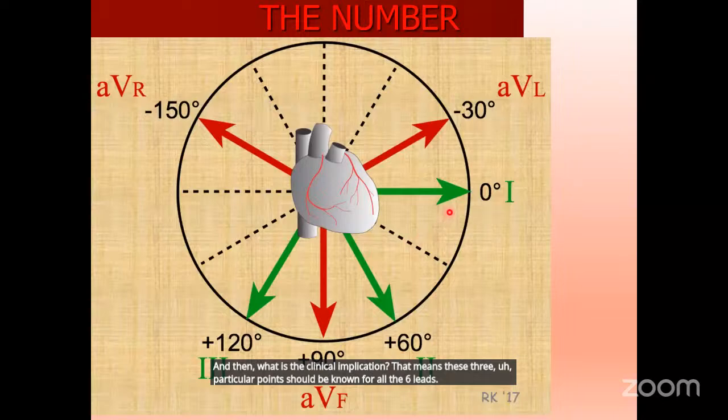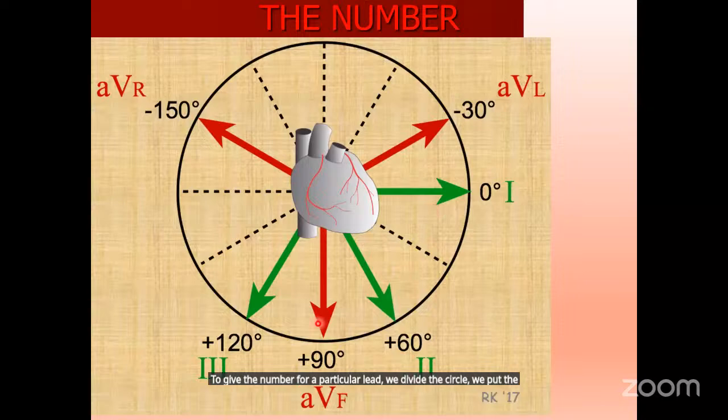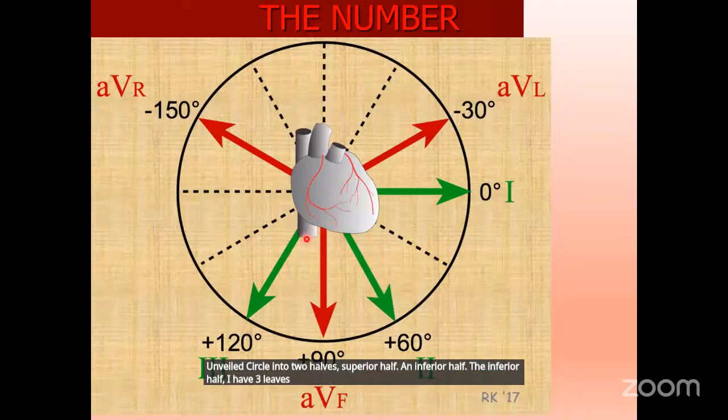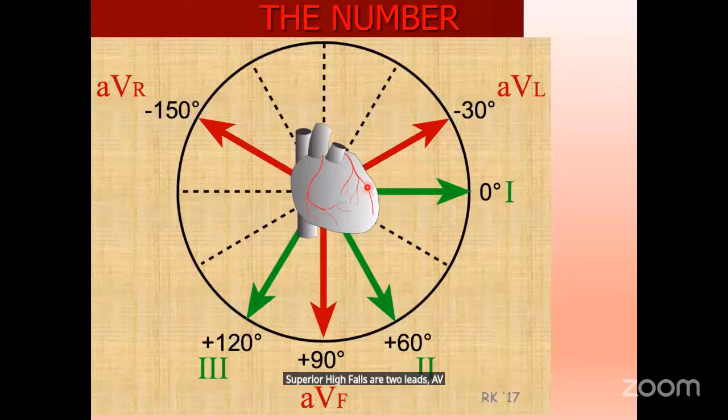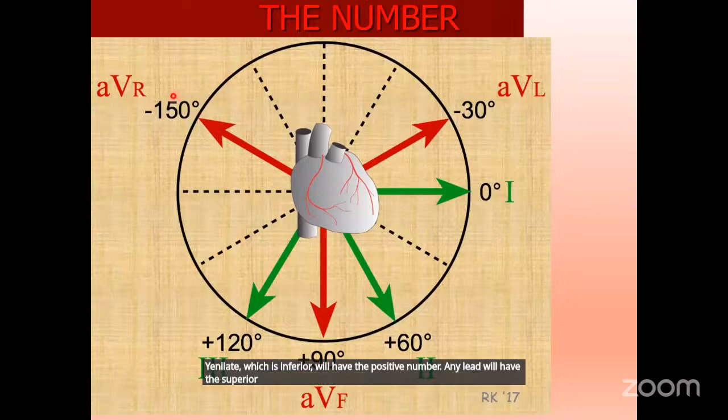To give the number for a particular lead, we put the leads in a circle and divide the circle into 2 halves, superior half and inferior half. In the inferior half, I have 3 leads, L2, AVF and L3. In the superior half, I have 2 leads, AVR and AVL, and the dividing line is L1. Any lead in the inferior half will have a positive number. Any lead in the superior half will have a negative number. And we start with 0.